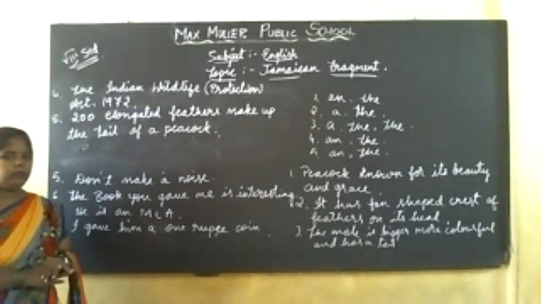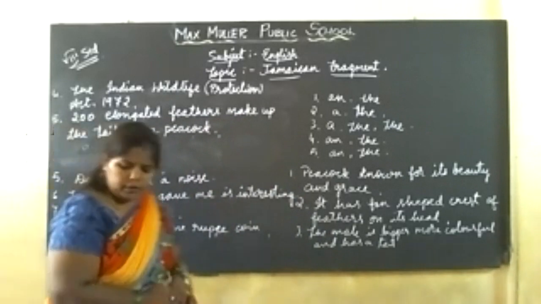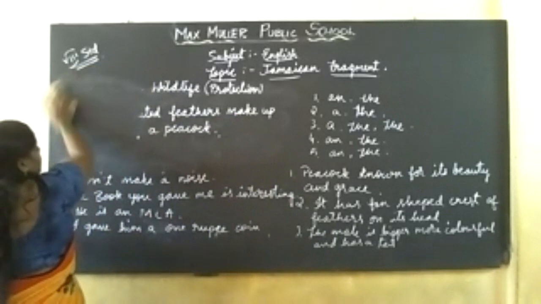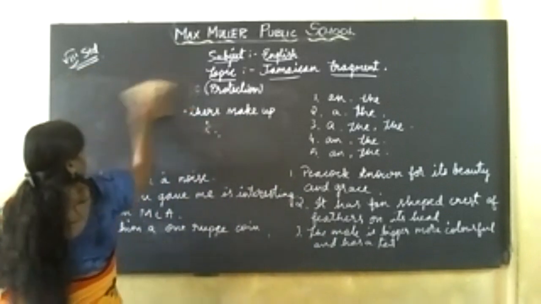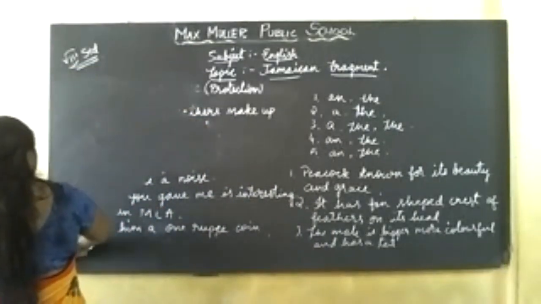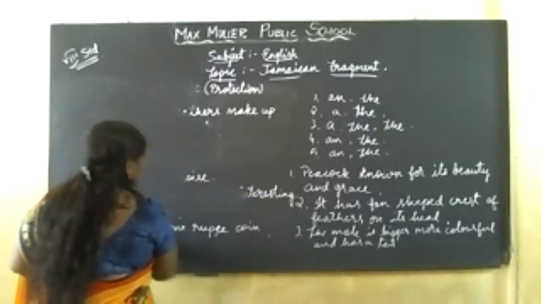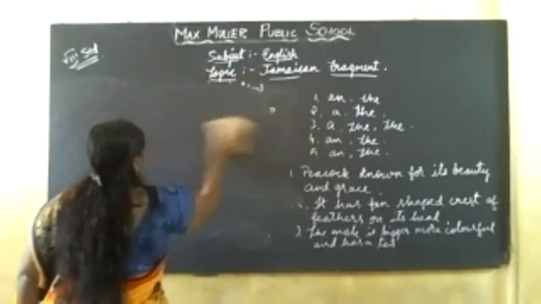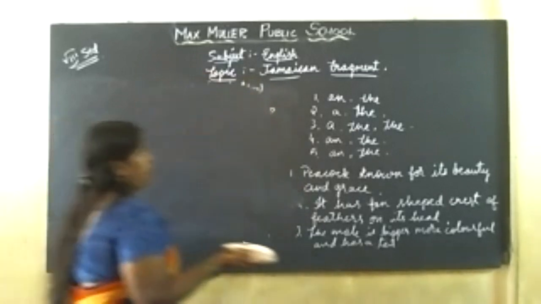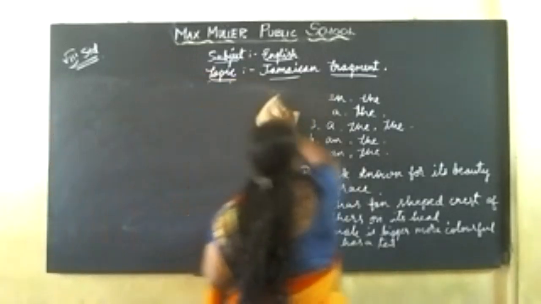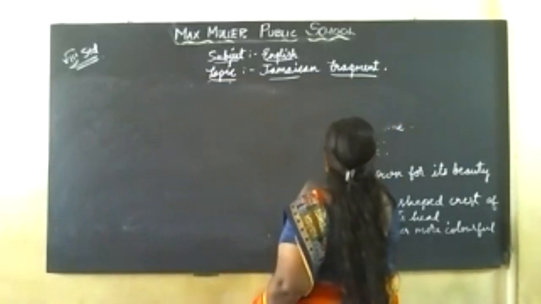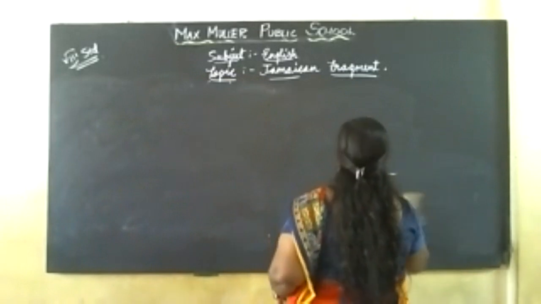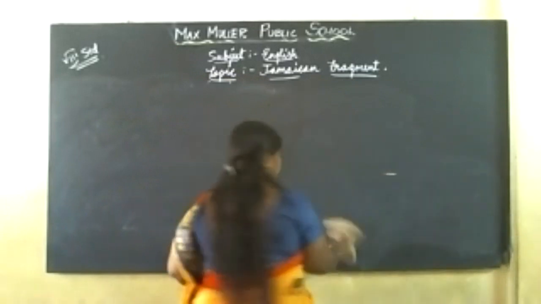Okay, so now I'm going to rub the board. So we can start with the Jamaican Fragment. Fragment means what? It's a piece. So Jamaican is a unique one. For that only, the lesson aim is Jamaican Fragment. So now let's start with the lesson Jamaican Fragment.